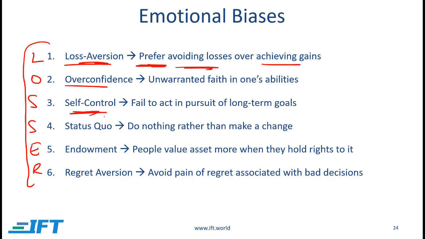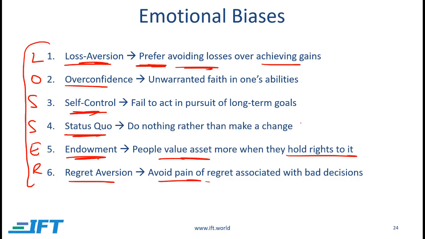Self-control bias was actually a lack of self-control. We tend to be impulsive. With status quo bias, we basically stick to our current situation. We don't want to make changes. We are lazy. And then endowment bias, people value assets more when they hold rights to it. And regret aversion is where people avoid the pain of regret associated with bad decisions.